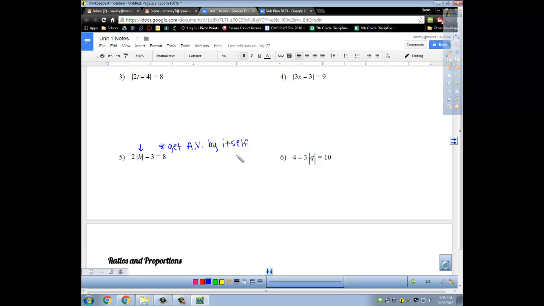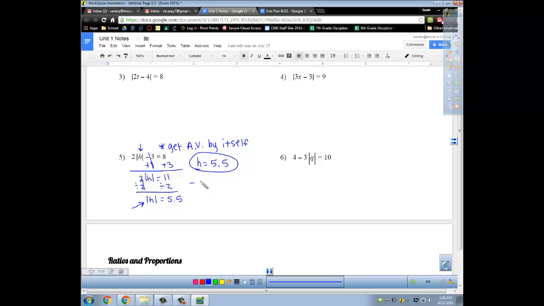So to do that, it's just like if we were getting 2h minus 3 equals 8, getting that variable by itself. So we're going to solve it the same way. Instead of minus 3, add 3 to both sides to get 2 absolute value of h equals 11. Divide both sides by 2 to get absolute value of h equals 5.5. Now that I have the absolute value sign by itself on the left side, I can solve my two equations. So solve it once normal, so h equals 5.5. So that's already solved. I don't need to do anything else there.